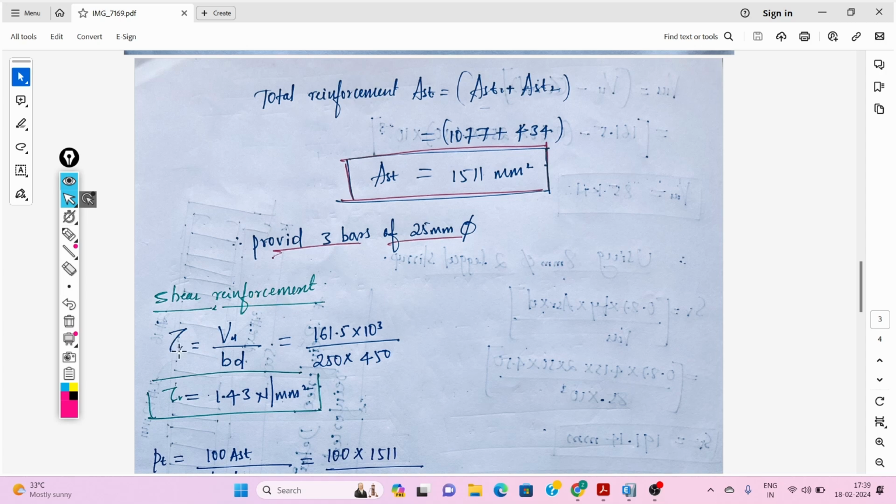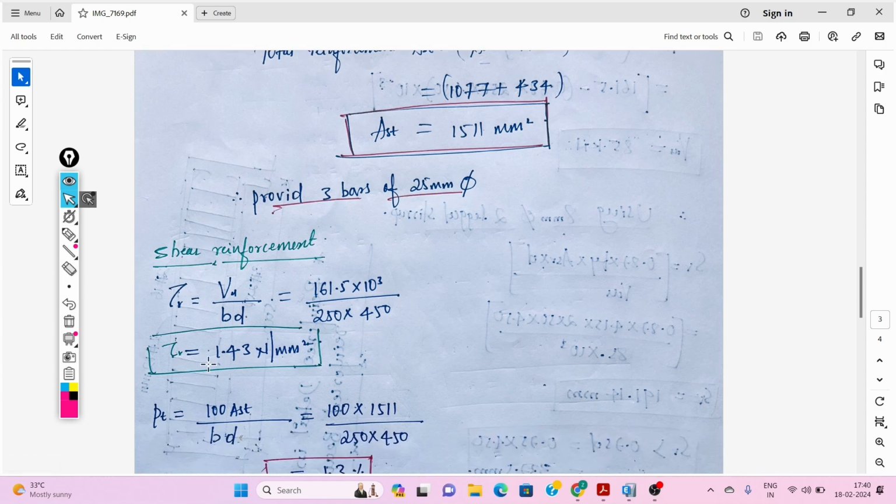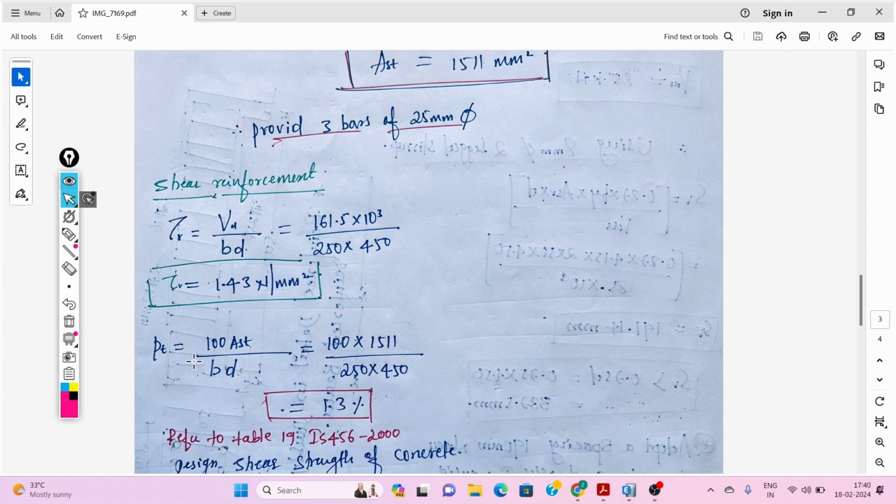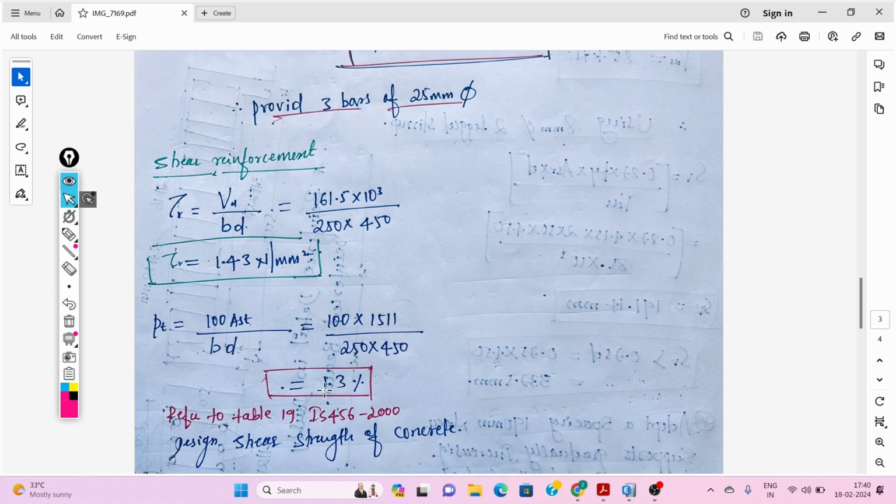Shear reinforcement. Tau v is equal to Vu divided by bd. We have Vu that we have already calculated above, 161.5 into 10 raised to power 3 divided by 250 into 450. Here we will get tau v value as 1.43 Newton per mm square. Okay, so we need to find the percentage of steel in beam. pt is equal to 100 Ast divided by b into d. So the percentage will be 1.3.